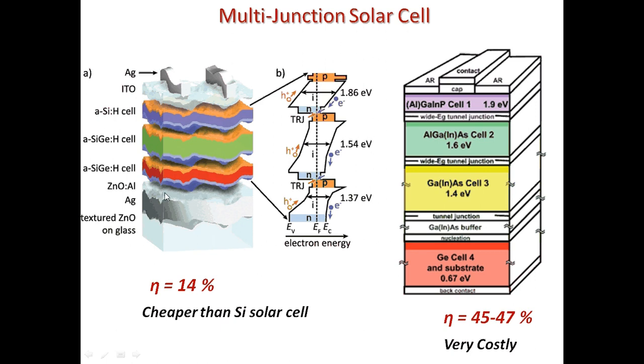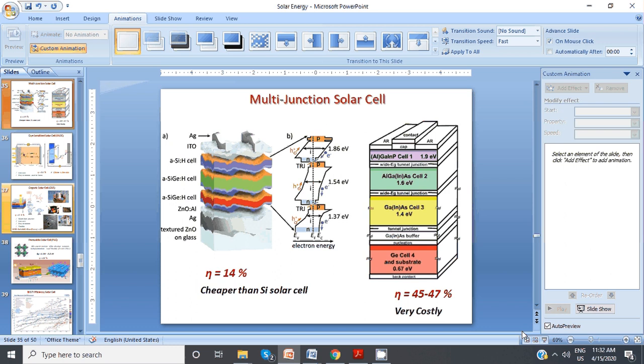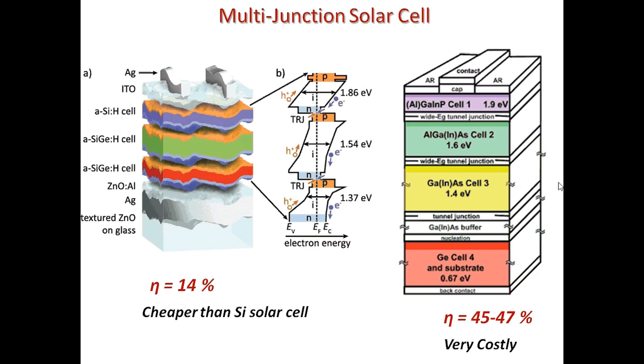Then the basic structure is ITO, which is a top contact. Okay, and then there is a bottom contact in the form of silver here, and again there is an anti-reflection coating, and then there is this texture effect that has been given. So all this multi-junction solar cell will provide me a very good amount of band gap. So I hope now the concept of the multi-junction solar cell is quite clear.